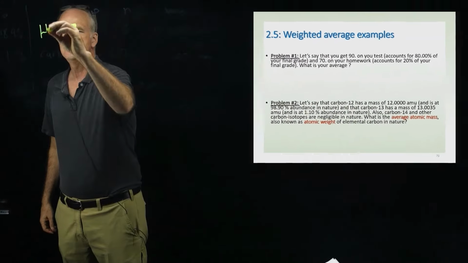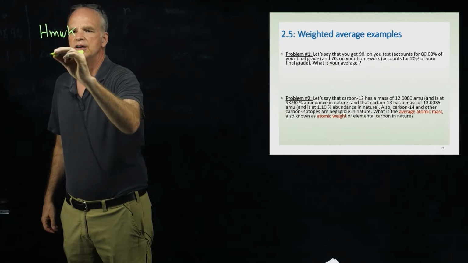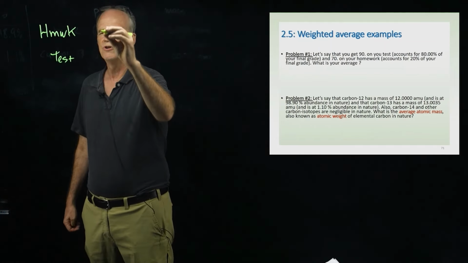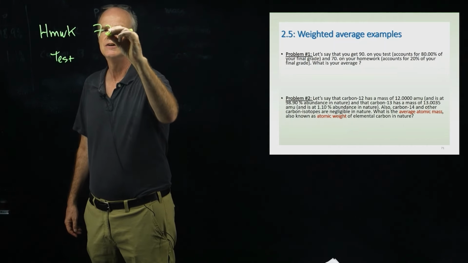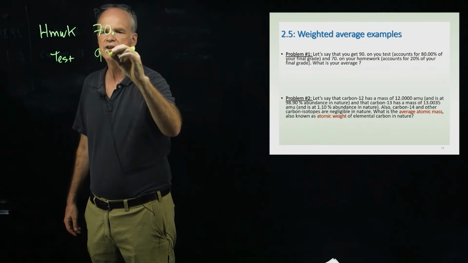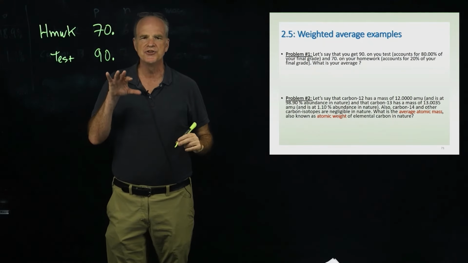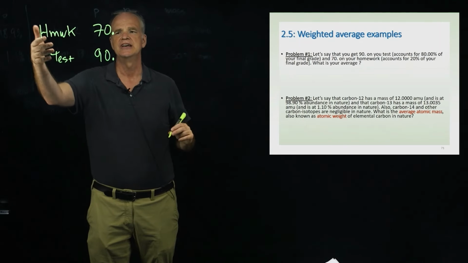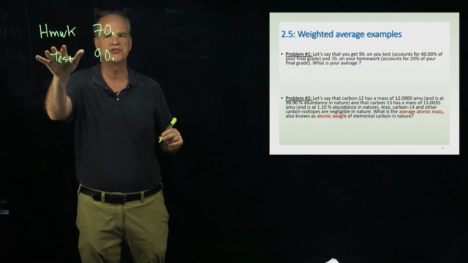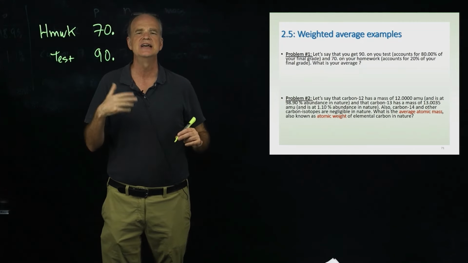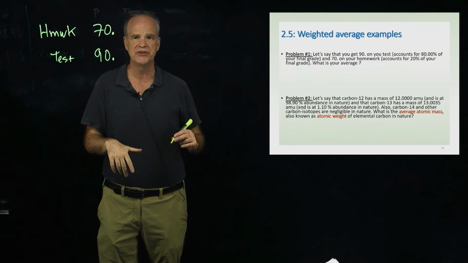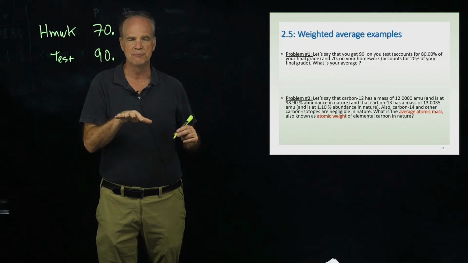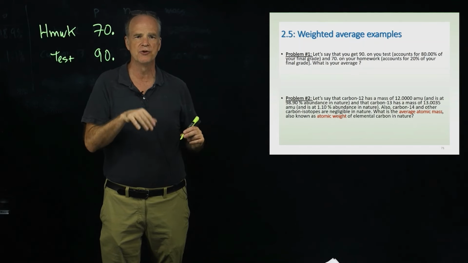So here on the screen we have homework and we have test. Now what we saw is that the homework grade looks like it's going to be 70. And the test grade is 90. Now, if we average those two together and divide by 2, that would not be the correct answer. And the reason is that the final grade is not calculated from being 50% homework and 50% test. It's something different. It's 20% homework and 80% test. So what you have to do is take those numbers and weight them by the percentage that is going to be accounted for in the final grade.